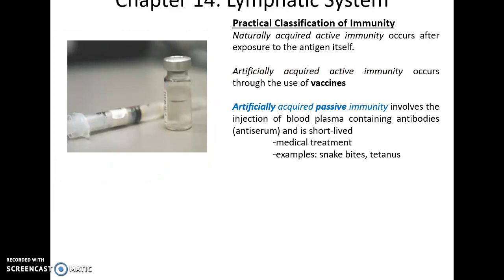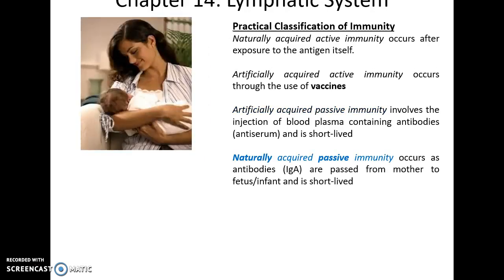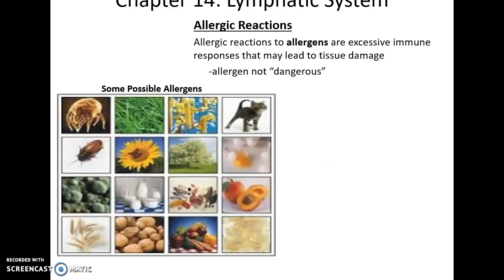Artificially acquired passive immunity is where they take antibodies from the bloodstream of some other person or animal, and these antibodies attack specific antigens, and then they can be injected in someone as a medical treatment. For instance, the treatment for snake bites basically are antibodies that attack the toxin the snake injected in the person. And finally, naturally acquired passive immunity is when antibodies, especially IgA, are passed from the mother to the infant during breastfeeding, which is short-lived, but it is important to keep the infant healthy.